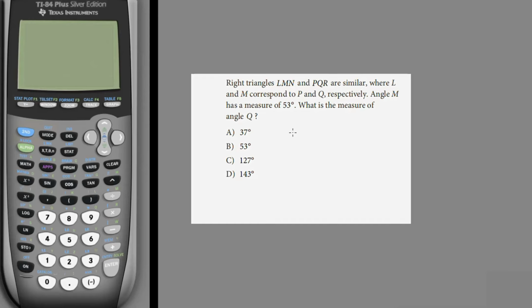Alright, since these are corresponding angles, and corresponding angles in similar triangles are congruent, angle M equals angle Q. So the right answer to this question is option B, 53 degrees.